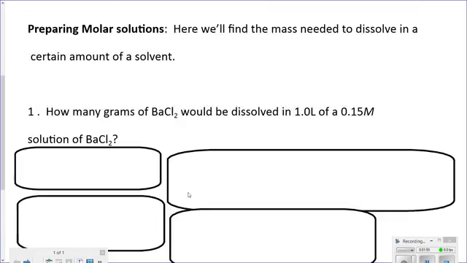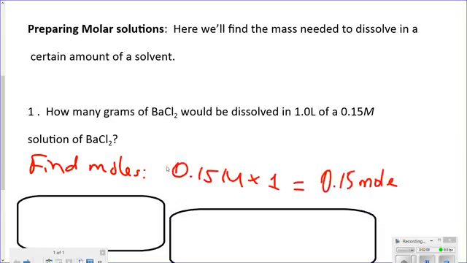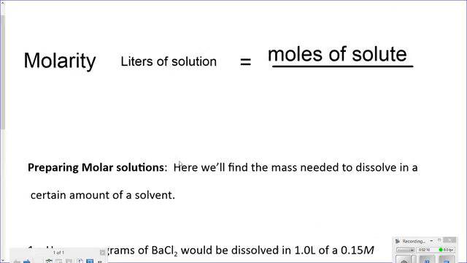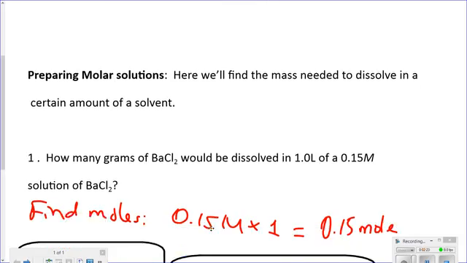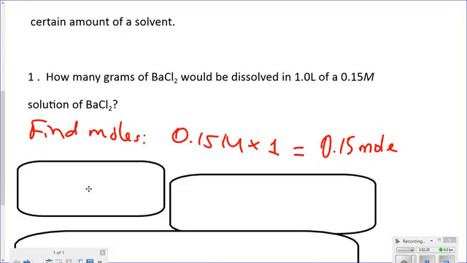I also need to find the mass eventually, molar mass and so on. So we have to find the moles of the solution. I have the molarity times the liters, which is 1, gives me 0.15 moles of barium chloride. There it is. Molarity times liters gives me 0.15 moles of this certain compound.